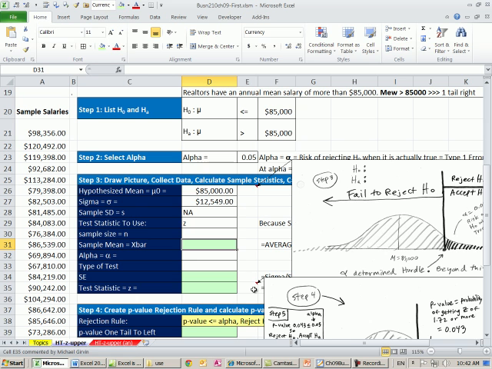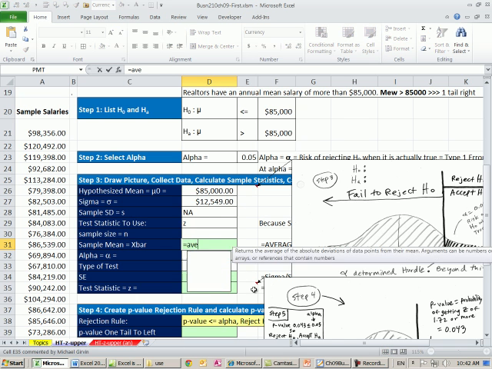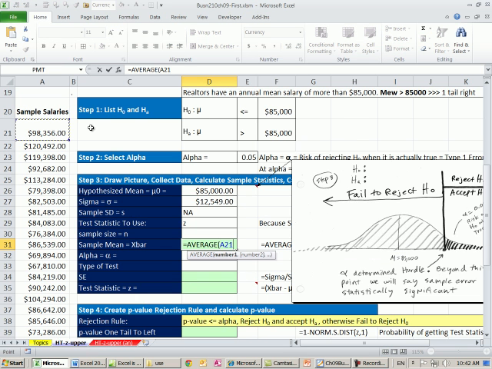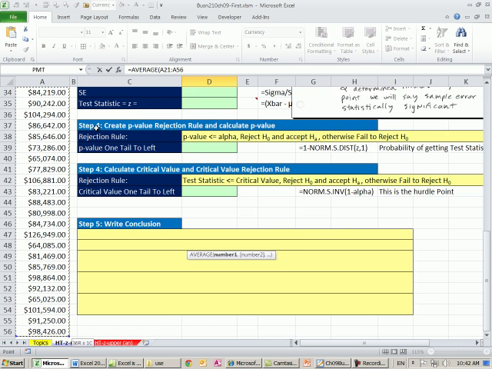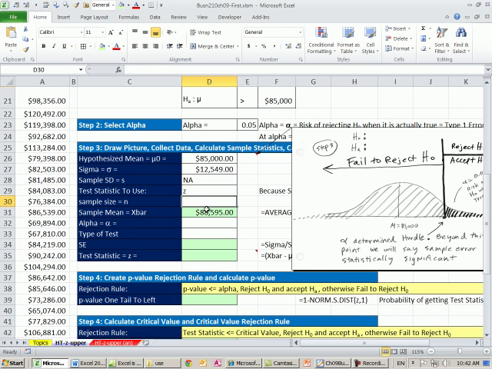We are going to calculate our mean using the average function. I have the values right here. Control-Shift-Down arrow. Shift-Enter. So we have 88.595. Our alpha. The type of test, it's either going to be 1, 2, 3. I'm going to say one tail to the right.